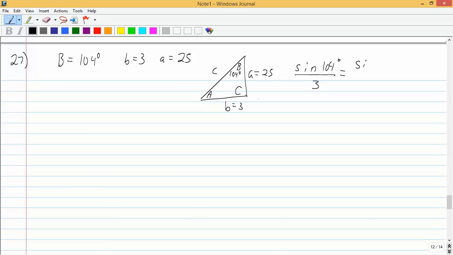So that equals the sine of angle A over 25. Okay. So cross multiply and divide. You get 25 times the sine of 104 degrees equals 3 times the sine of A, and divide both sides by 3.